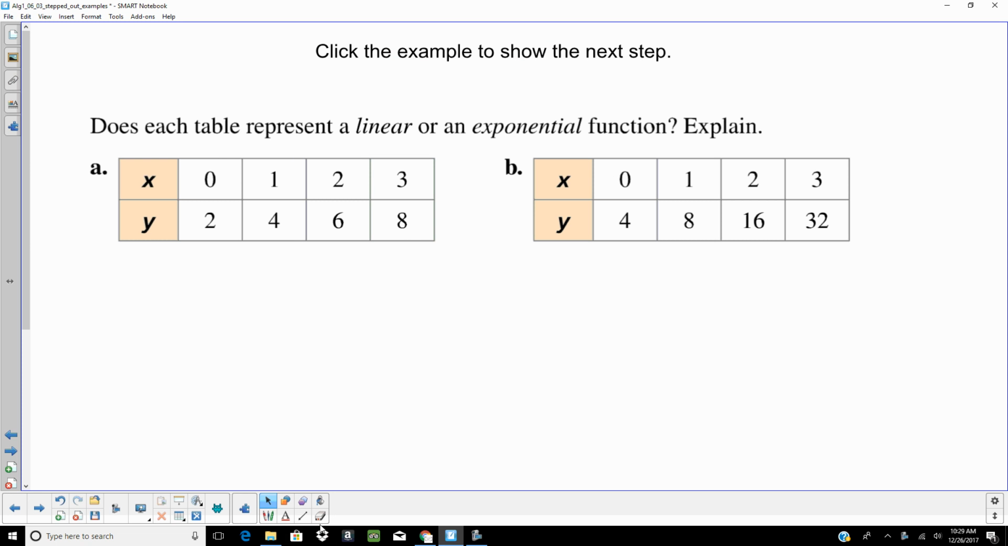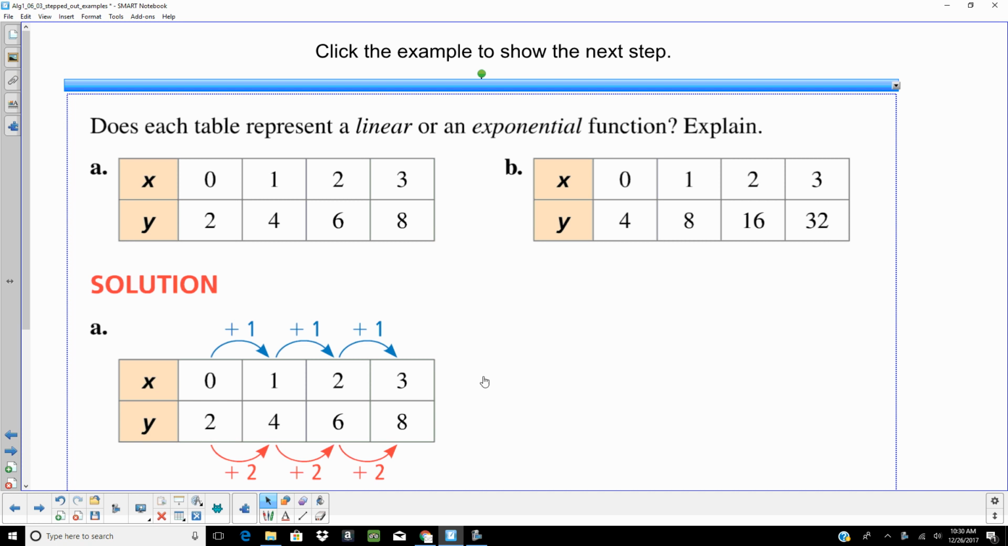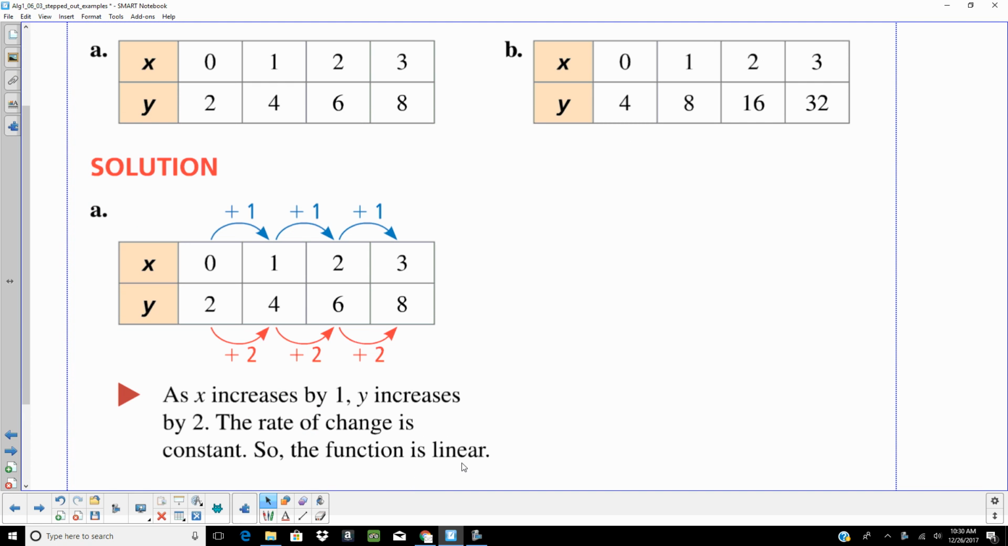Well, let's first figure out what an exponential function represents. So on this one, we want to figure out if it's linear or exponential. Well, on that first one, our x's are going up by 1 each time, and our y's are increasing by 2. So the rate of change is constant, it's linear.